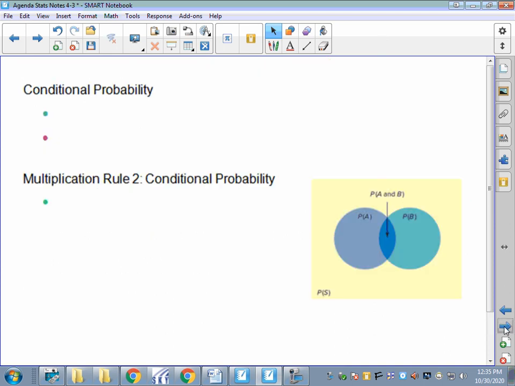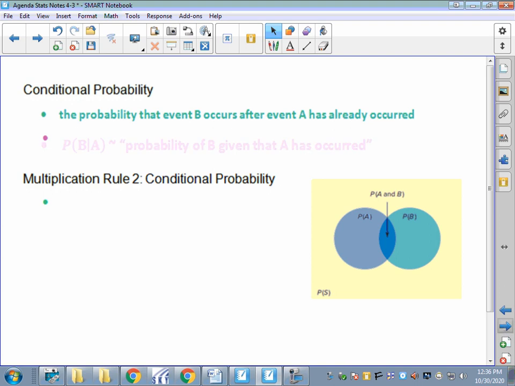All right, so conditional probability then. This is our next multiplication rule. Conditional probability is the probability that B occurs after A has happened. So we're making the assumption that A happens. We're talking about without replacement. And so therefore, things change for event B. So here's my notation. The probability of B line A, it means the probability of B given that A has happened.